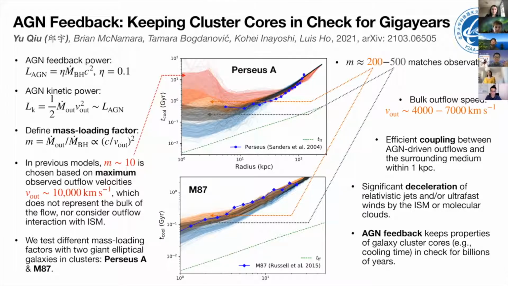So this is our take on how effective AGNs are at launching outflows in cool core clusters, and we found that the ratio between outflow and black hole accretion should be around 200 to 500 in order for the observed cooling time profile of the hot intracluster medium to agree with observations in both Perseus and M87, the two systems we model. So if you're interested in how AGN feedback works in galaxy clusters, come talk to me.